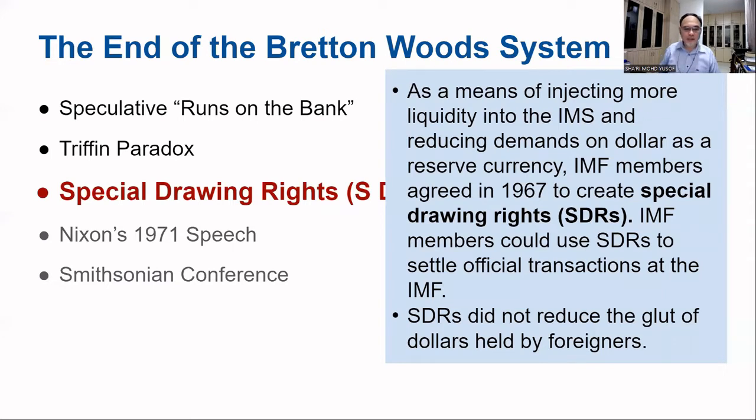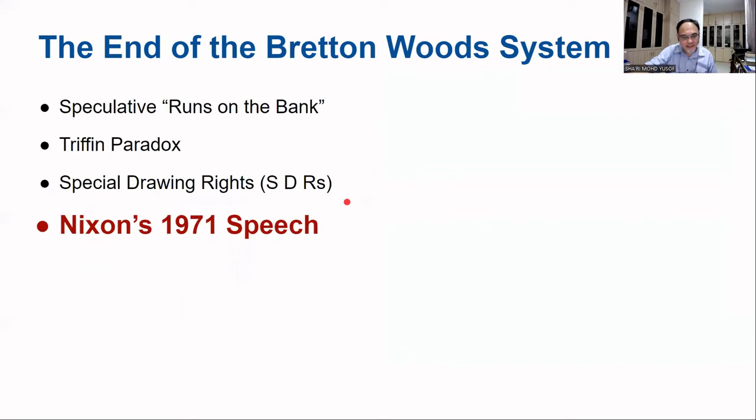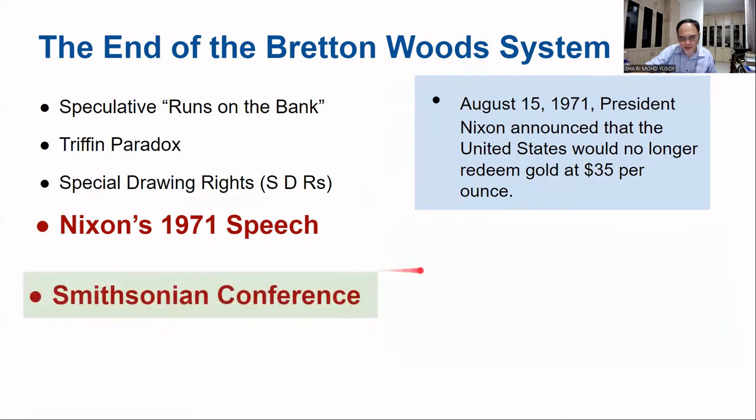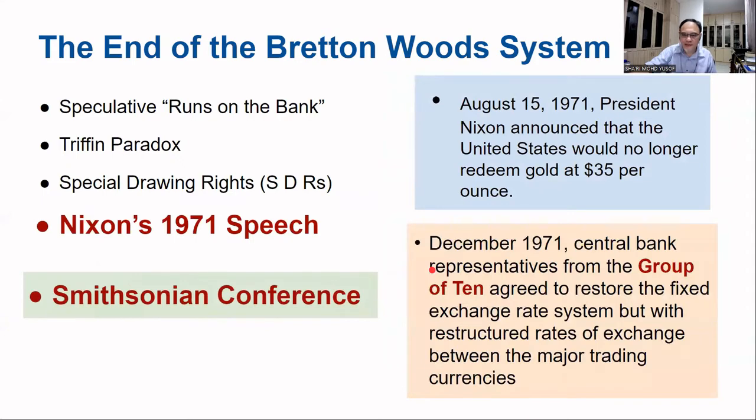Okay, and this resulted in 1971 in President Nixon saying that he will no longer redeem gold at $35 per ounce. Okay, so basically US dollars were actually being allowed to devalue. Okay.